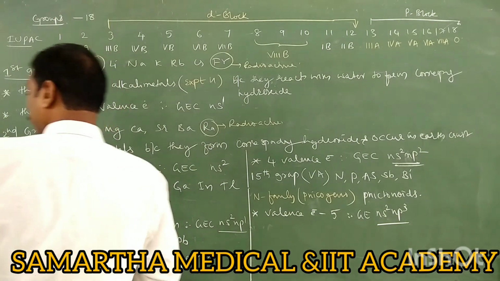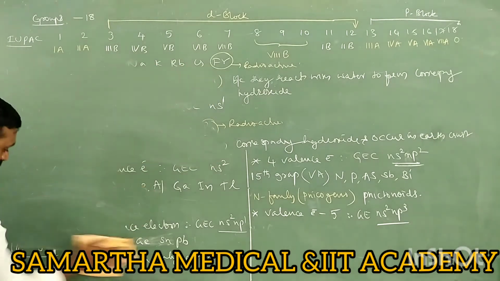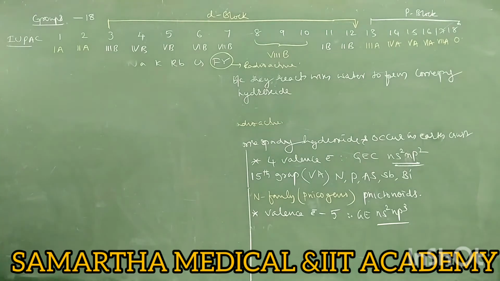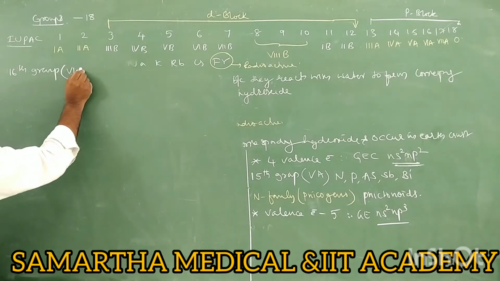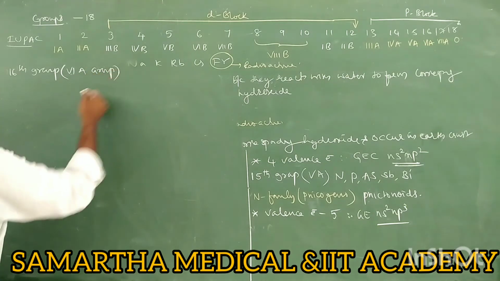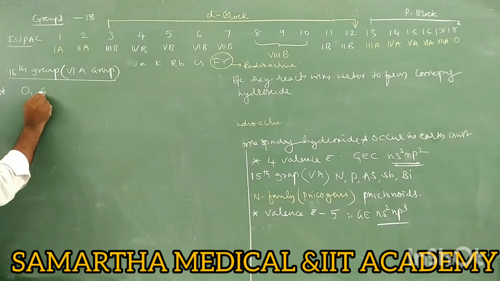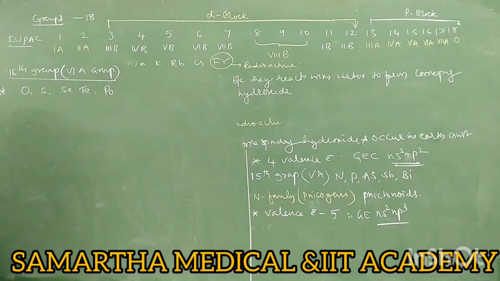Next, the 16th group elements, also called group 6A. Which elements? Oxygen, sulfur, selenium, tellurium, and polonium are called 16th group elements.